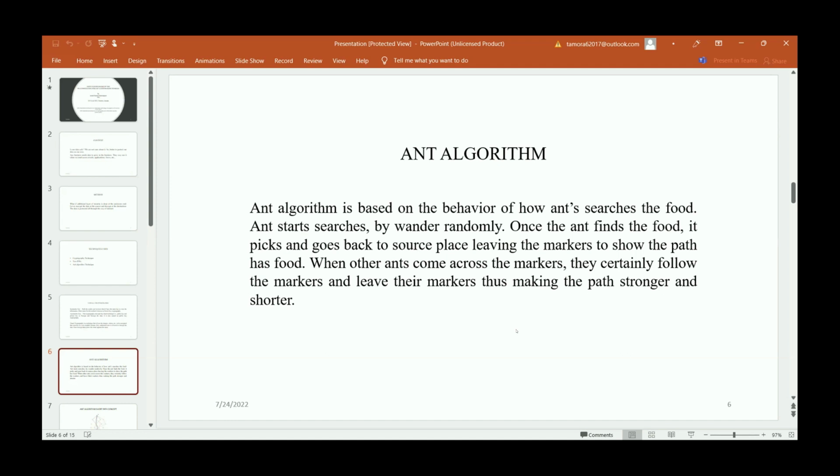That makes the path shorter and stronger, because the other ants need not search for the food and can just follow the path. So they are able to gather a lot of food in a shorter time. The path is going to be shorter because we need not roam more and more to find the food, because we know where the food is. So this is how the ant algorithm works.